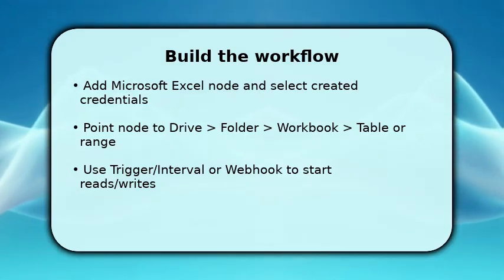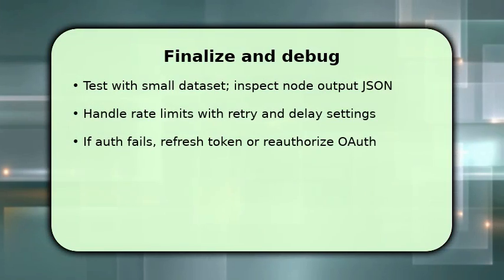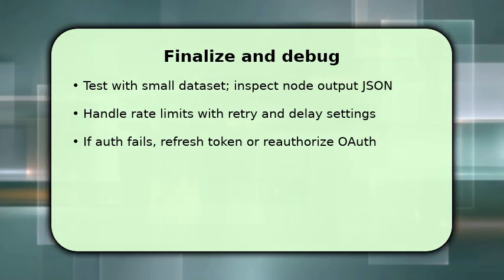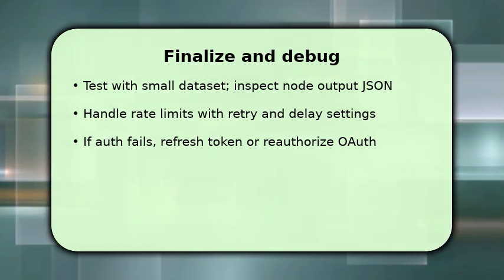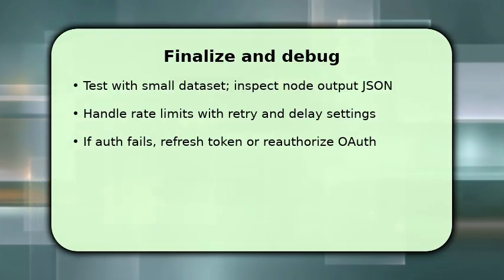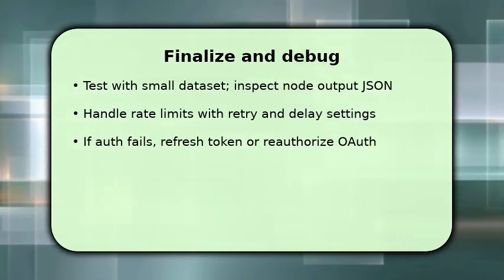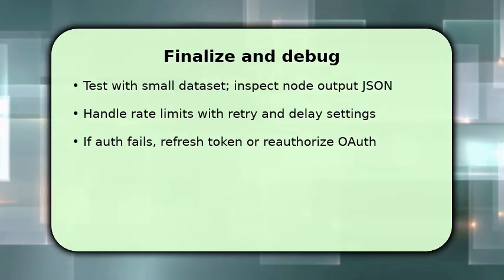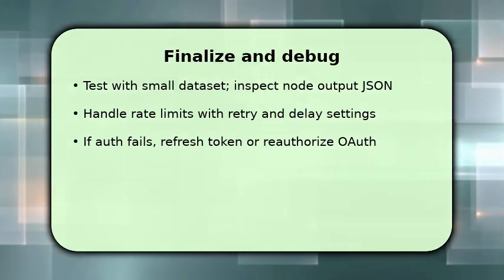To finish, run the workflow against a small test sheet and inspect the node output in N8n to confirm columns and types. Once verified, add error handling. Set retries, delays, and a dead letter path for failed rows. Make sure file locks are avoided by using table operations instead of raw cell edits.